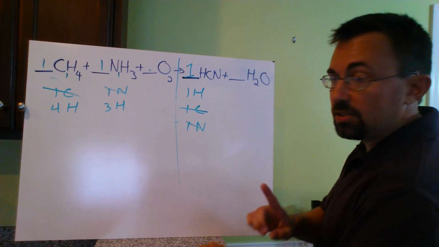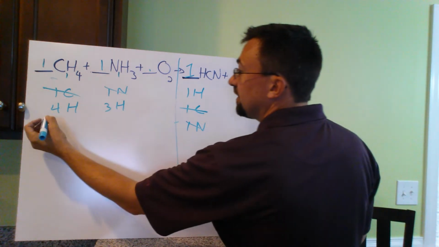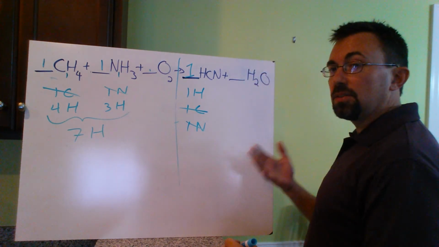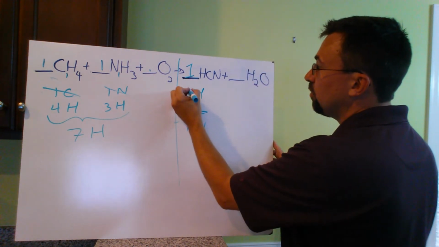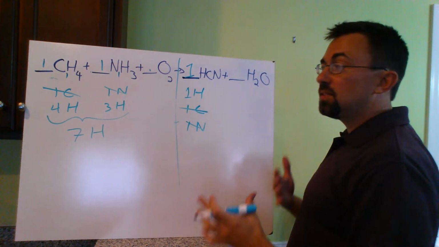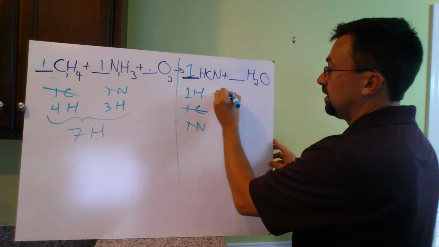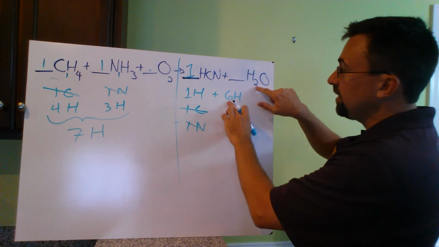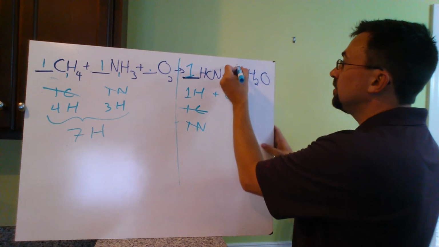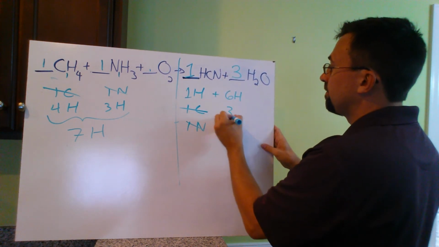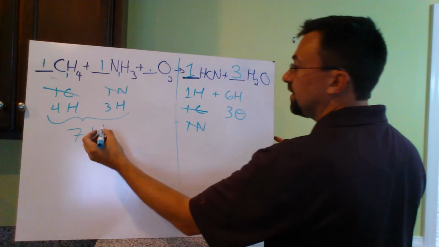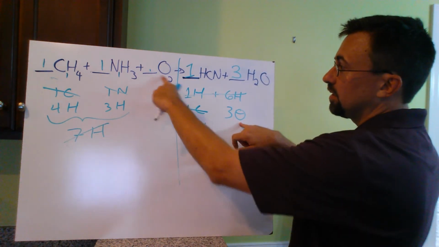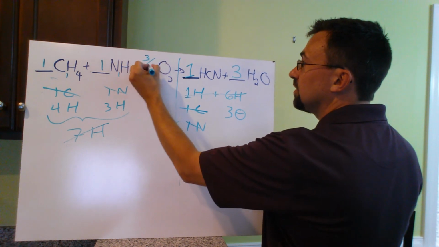We can now do the hydrogens. So if we look at the left-hand side, we have a grand total of 7 hydrogen atoms. If we look at the right-hand side, we already have 1. How many do we need to balance? We need 6 more. They come in sets of 2. What we need over what they come in, so 6 over 2 gives me 3. And you can see we've now balanced out the hydrogen. We have 3 oxygens. They come in sets of 2, so this is 3 halves.